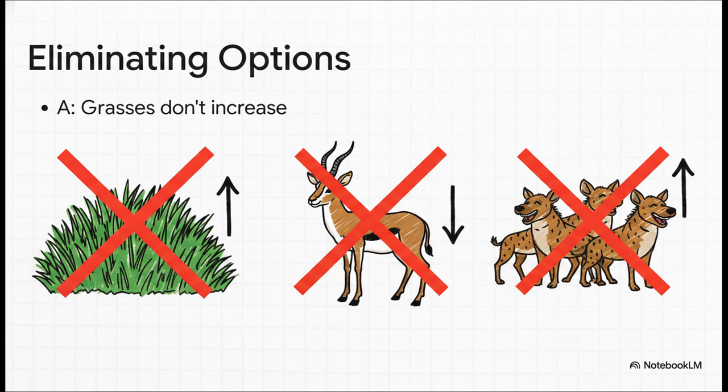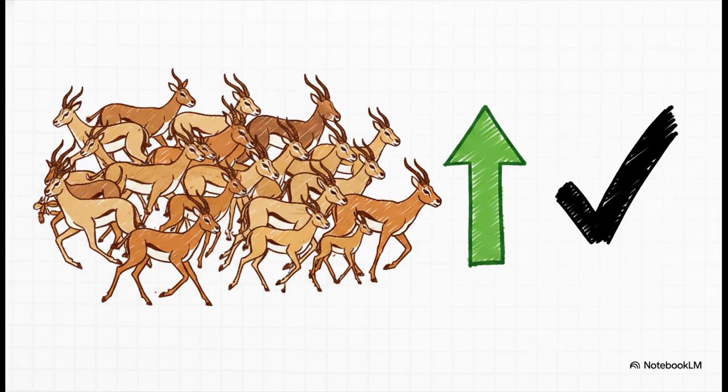Option C suggests a decrease in antelopes. That totally contradicts our whole chain reaction, right? Less predation means more survival, not less. And option D suggests an increase in hyenas. Well, the question explicitly told us 15 hyenas died, so their population definitely decreased. No way it's D. Which means the crucial takeaway here is that option B is our undeniably correct answer.